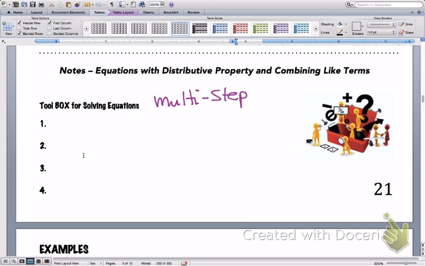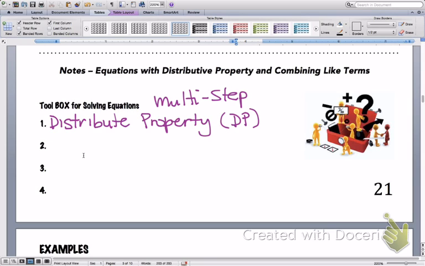So first step is we always want to take care of any distributive property because that comes from multiplication. So we always want to take care of order of operations in that sense and do any multiplication first. So first step is if there are any parentheses with a number outside of it, we distribute by using the distributive property. And I'll abbreviate it with the two letters.